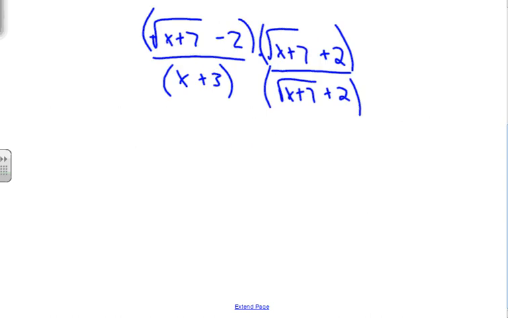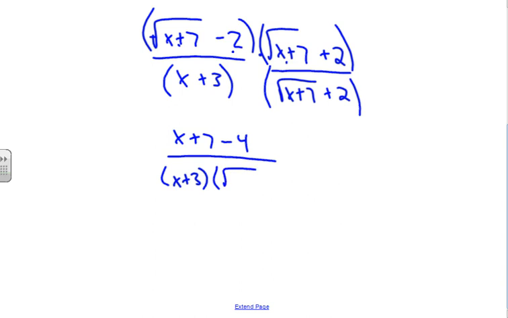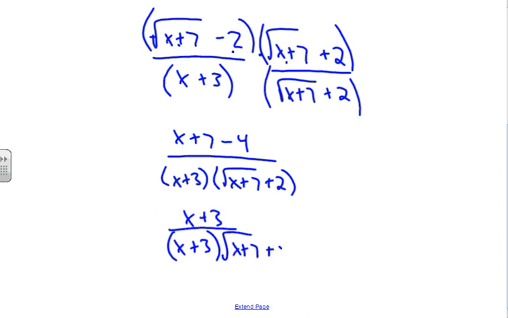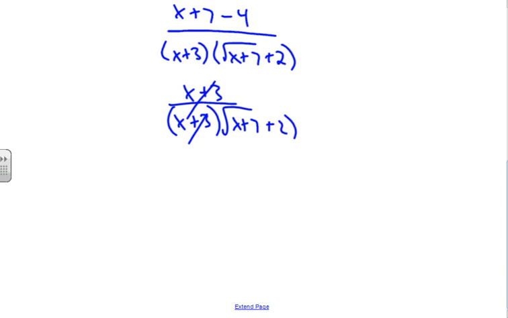By doing so, we have this times this, which is going to give us x plus 7. Middle terms will cancel out, leaving minus 4. At the bottom, we have x plus 3 times the square root of x plus 7 plus 2. When we simplify this, we have x plus 3 over x plus 3 times the square root of x plus 7 plus 2. These cancel out, and we're left with 1 over the square root of x plus 7 plus 2.